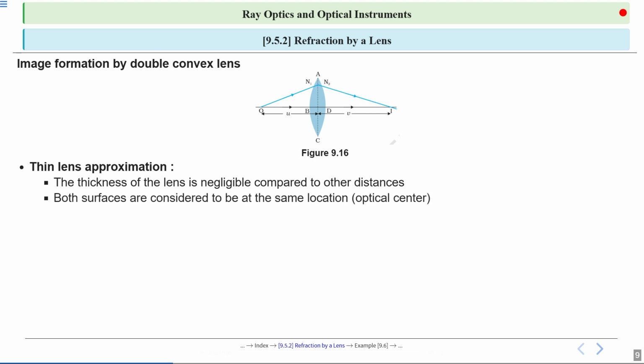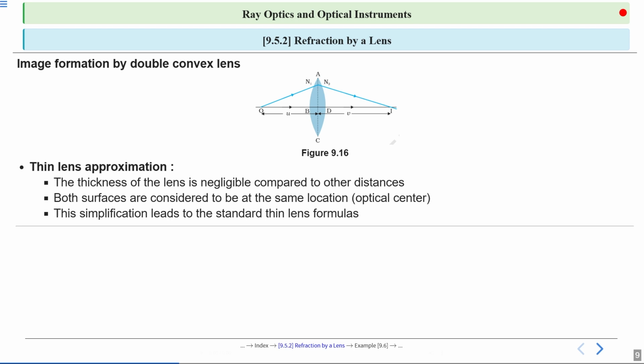Both surfaces ADC and ABC are considered to be at the same location. That means B and D are considered to be at the same location, at the optical center. What is the optical center? The center of the lens, that is the intersection of the bisector of the lens and the principal axis. This simplification leads to the standard thin lens formula. That approximation we are taking to derive the thin lens formula, and it is also used in the lens maker's formula.